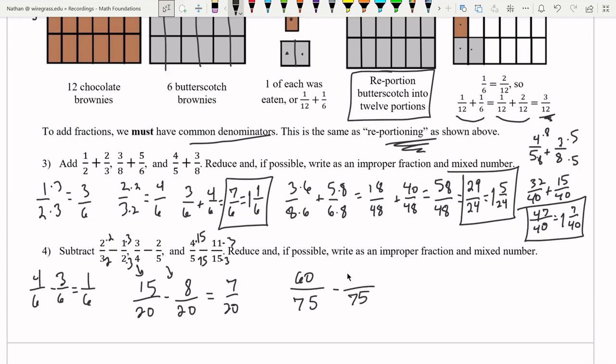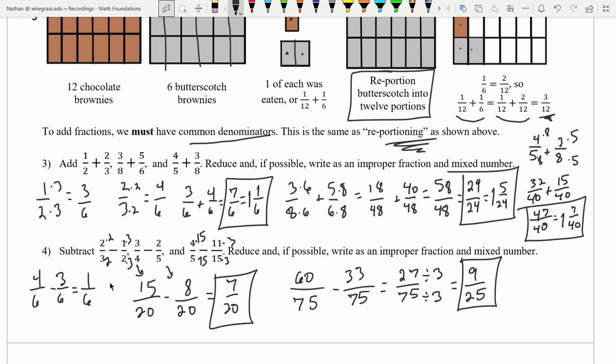And now I can combine these two numerators. 60 minus 33. It's going to be 27 over 75. And both of these can be divided by 3. That's going to give me 9 over 25. That is what I get when I do subtraction of uncommon denominators.